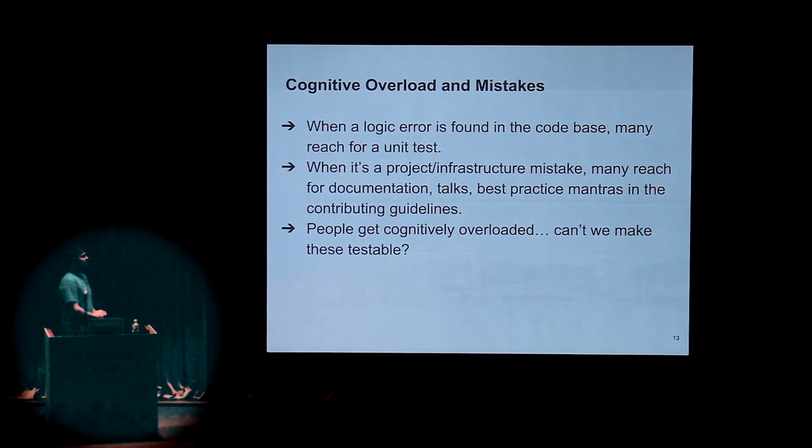When a logic error is found in the code base, many people will reach for a unit test. If I input this number or this string or this object, I get this other object that's expected back out. But when it's a project or infrastructure mistake, I found that a lot of times people reach for guidelines, best practice mantras, talks like this one, or documentation on contribution guidelines, which are fantastic, at least you're documenting it, but people aren't going to read them. There's too much stuff to read. So they get cognitively overloaded. But can we make these things testable?